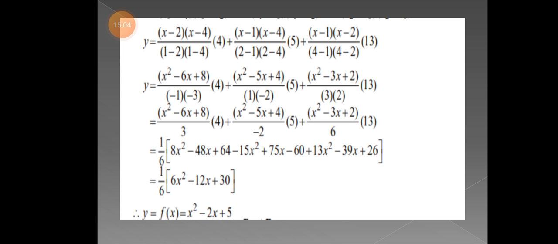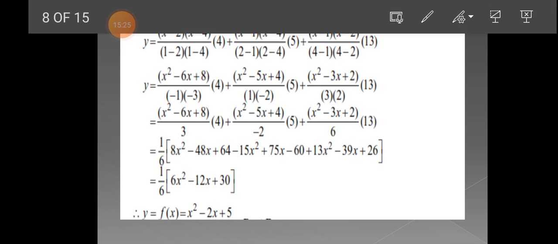So finally, we are getting 1 by 6 into 6x square minus 12x plus 30. If you are taking 6 inside, automatically the 6 and 6 will get cancelled. So x square is obtained. And then minus 12 divided by 6 becomes minus 2x. And then plus 30 divided by 6 will get us 5. That's why they have written y equal to f of x equal to x square minus 2x plus 5.